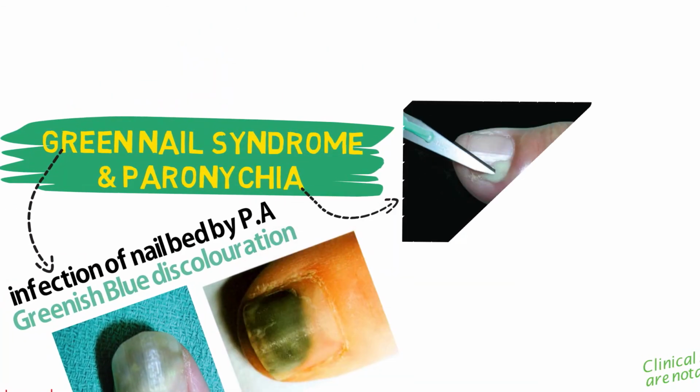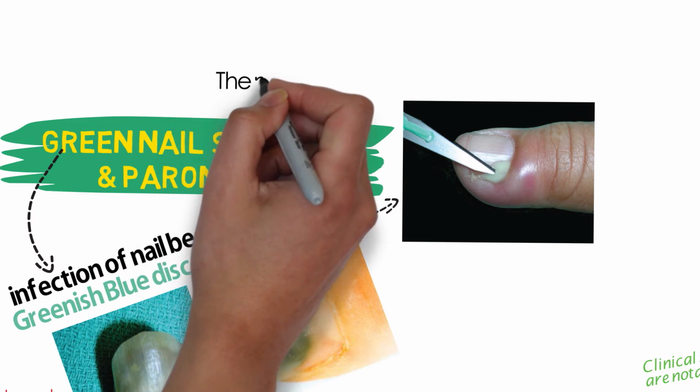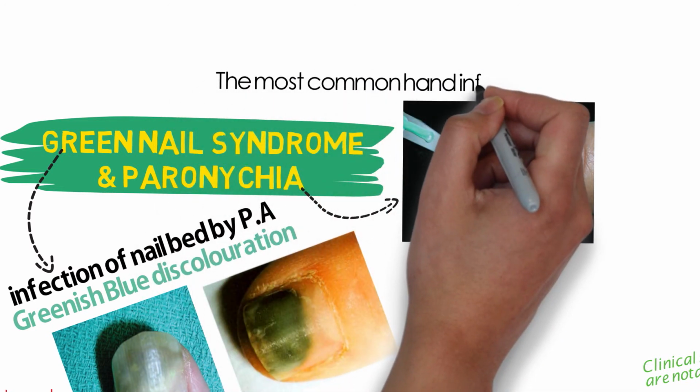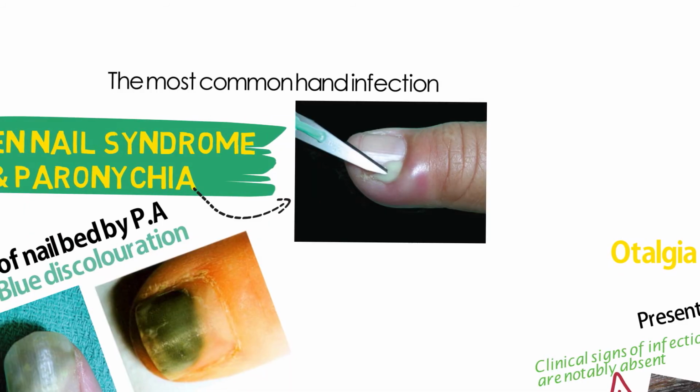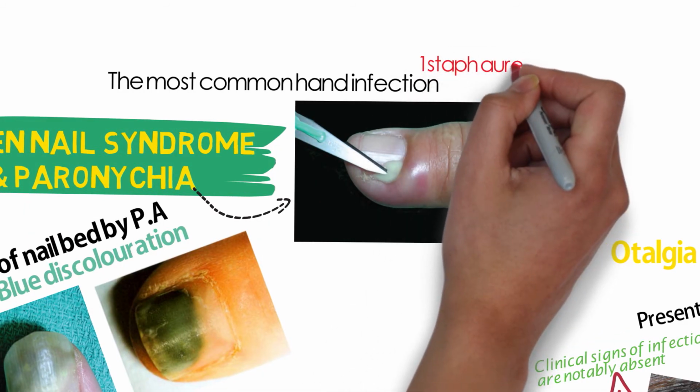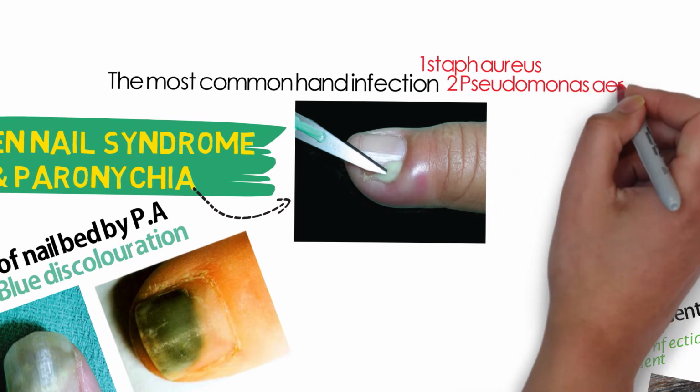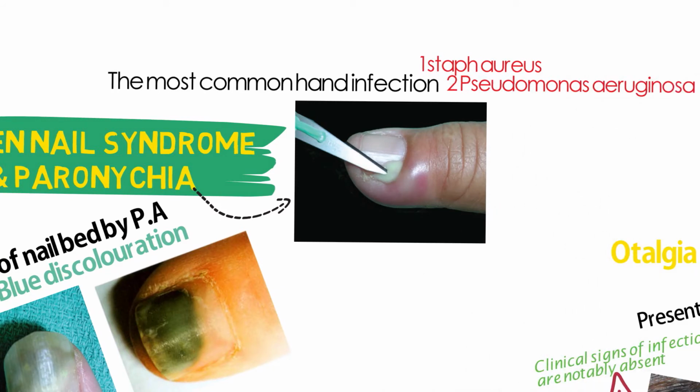Paronychia. Paronychia is the most common hand infection. The most common hand infection, and it is caused by number one, Staph aureus, and number two, Pseudomonas aeruginosa. So Pseudomonas aeruginosa is actually not the number one cause of paronychia, but a significant or important cause of paronychia.